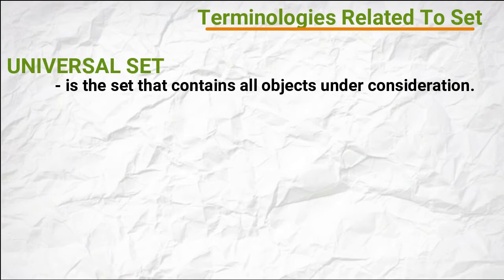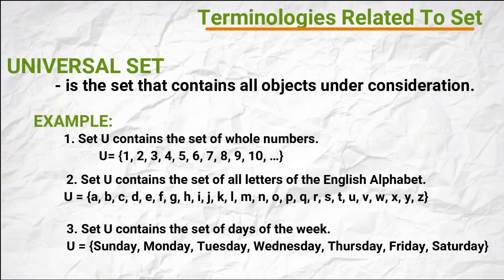The universal set is a set that contains all objects under consideration. The three sets are examples of a universal set. Example 1 is a universal set that contains the set of whole numbers. Example 2 is a universal set that contains the set of all letters of the English alphabet from A to Z. And number 3 is a universal set that contains the set of days of the week.